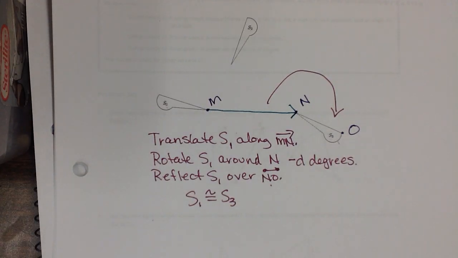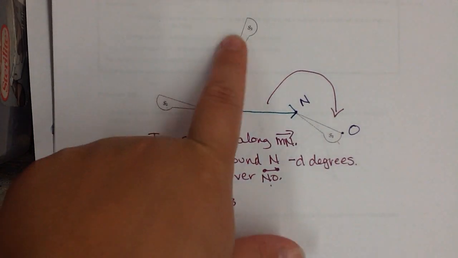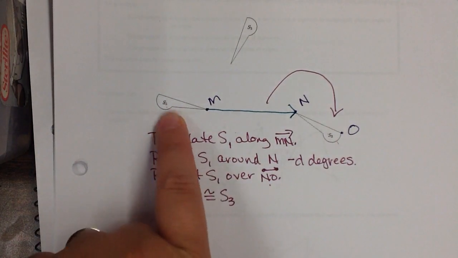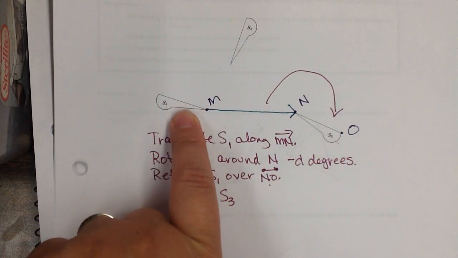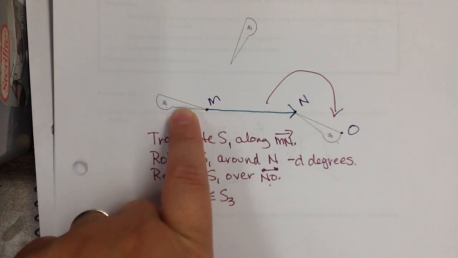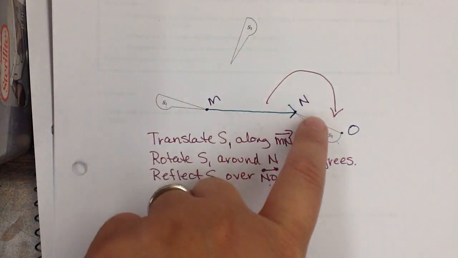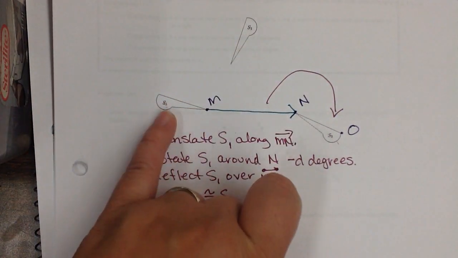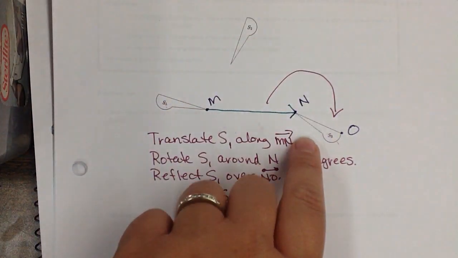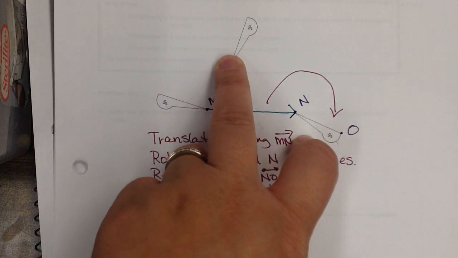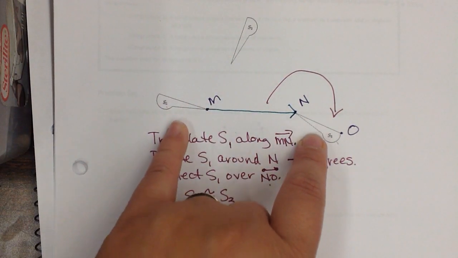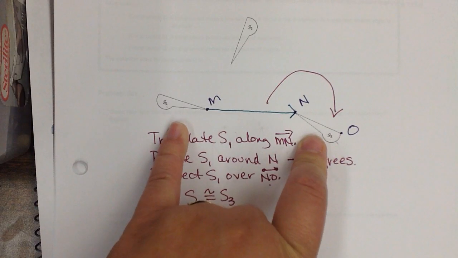Okay, so what we need to know is that when we do a sequence of rigid motions, it proves congruence, and that if we prove congruent to the same thing, like we did here, that S1 was congruent to S2 and S3 was congruent to S2, then these two on the outside, S1 and S3, are congruent to each other. Alright?